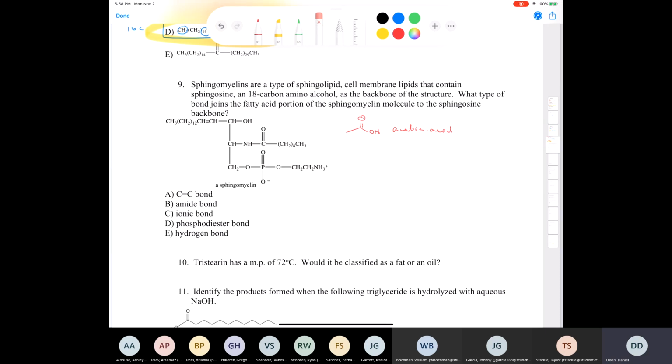In what type of bond? Yeah, Johnny, absolutely. It's an amide bond, right? Yeah, the answer is amide bond. Good. Both of my students answered it correctly, right?